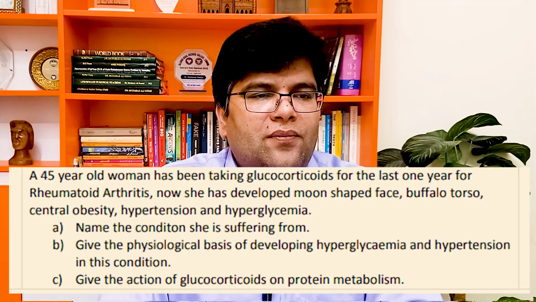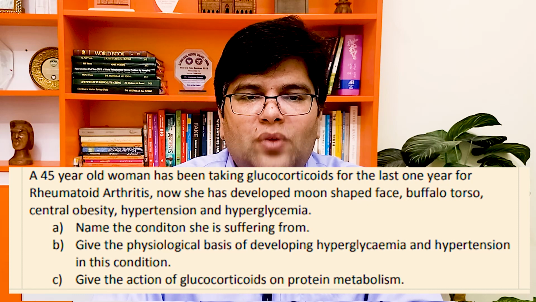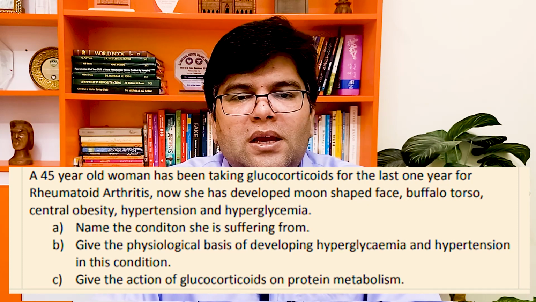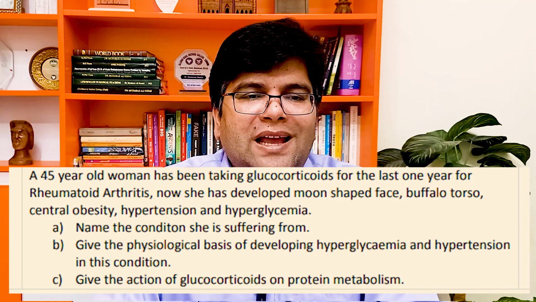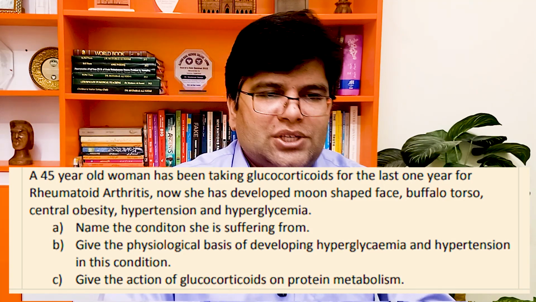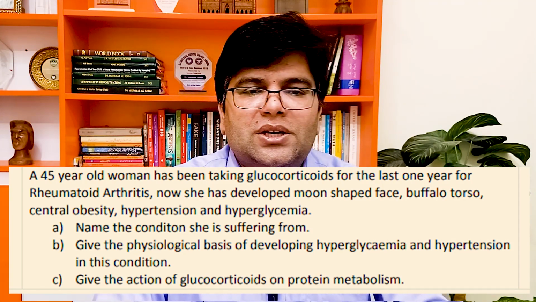Next question is, a 45-year-old woman has been taking glucocorticoids for last 1 year for rheumatoid arthritis. Now she has developed moon face, buffalo torso, central obesity, hypertension, and hyperglycemia. Name the condition she is suffering from. This condition is Cushing syndrome. Give the physiological basis of developing hyperglycemia and hypertension in this condition.